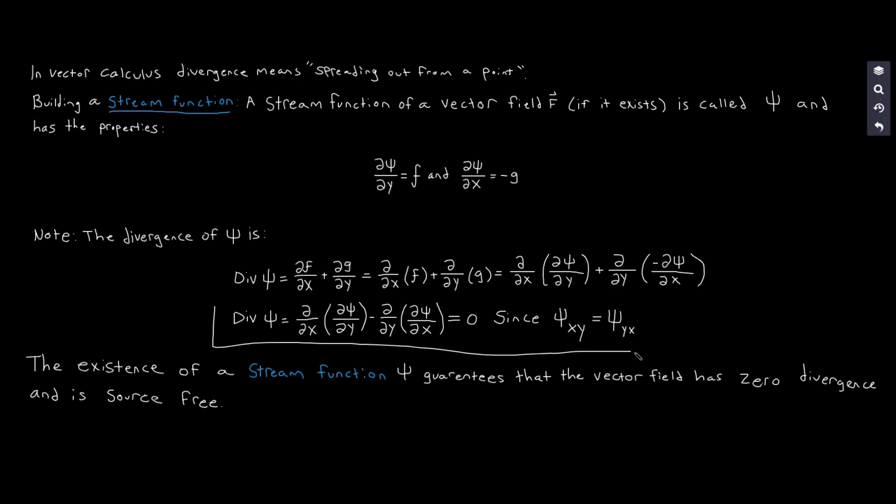That equals the partial derivative with respect to x times the partial derivative of psi with respect to y, minus the partial derivative with respect to y times the partial derivative of psi with respect to x, equaling 0, since the mixed partial derivative of psi with respect to x and y equals the partial derivative of psi with respect to y and x. So the existence of a stream function psi guarantees that the vector field has 0 divergence and is source free.